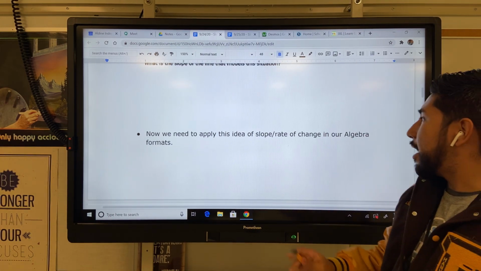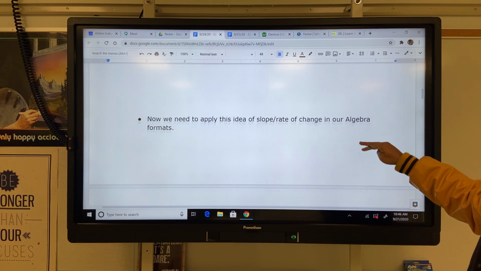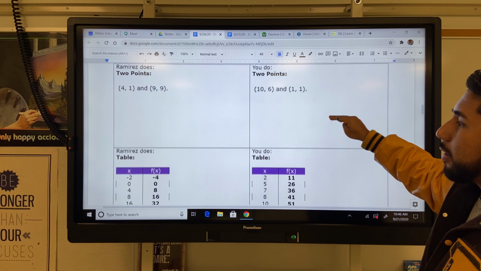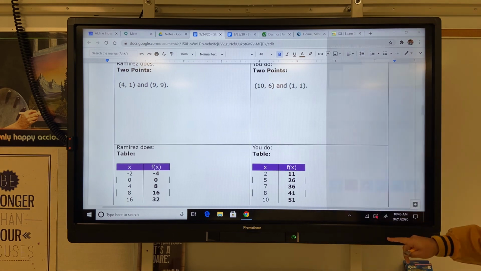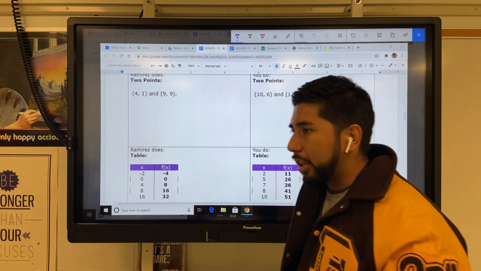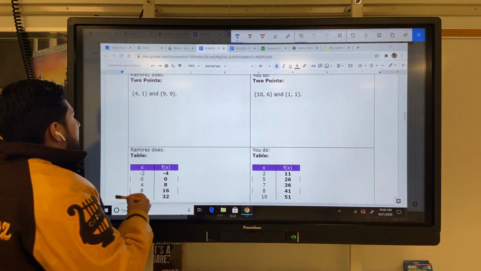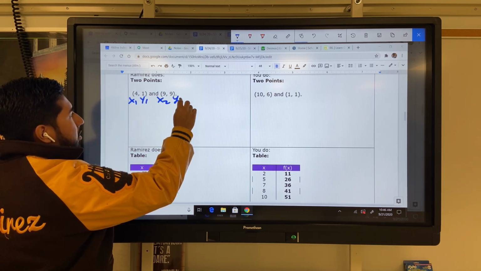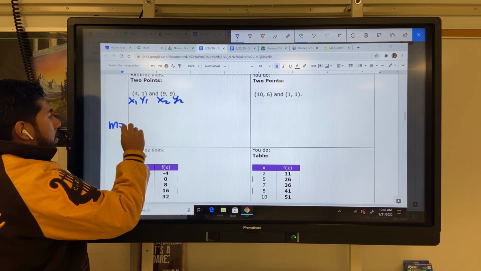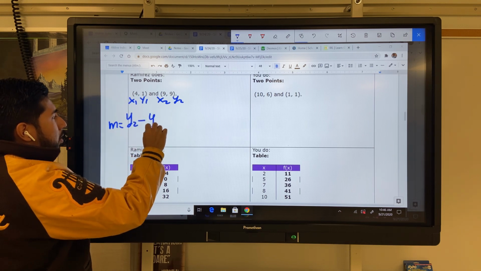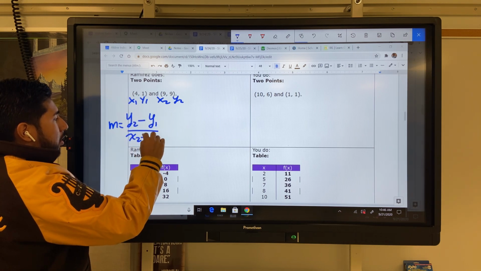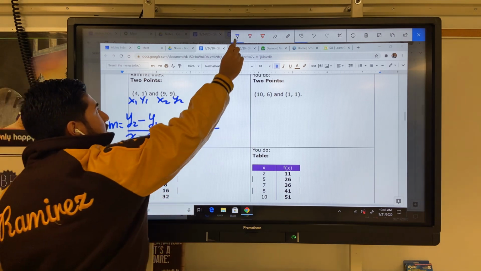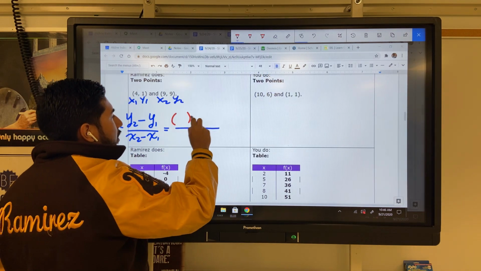Now we need to apply the idea of slope and rate of change in algebra formats. Like I said, rate of change is never going away. Okay. Let's go ahead and do this real quick. Let's label. First step is always to label x1, y1, x2, y2. Taking my formula, of course, I liked it when I did the little parentheses because it helps myself out.